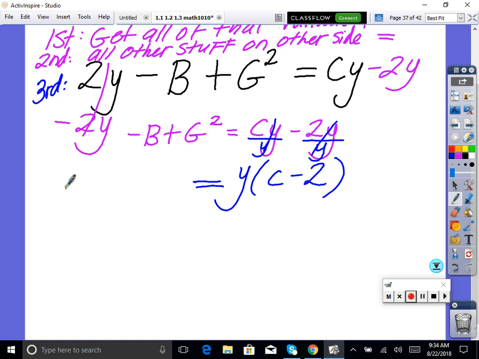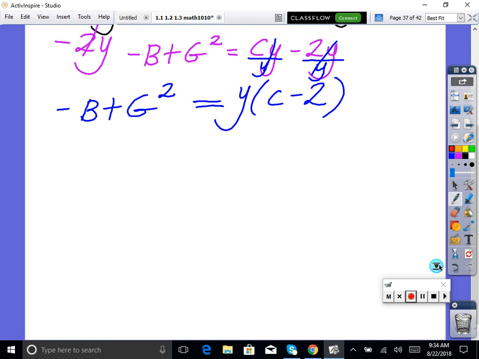So then over here we have negative b plus g squared. And you say, okay, good. I only have one y now. Now I need to get y alone. It's a one-step problem from here. This is multiplication, so divide by c minus 2. Way to go. And now y is alone, so there's our answer. Does that make sense? Remember that rule.